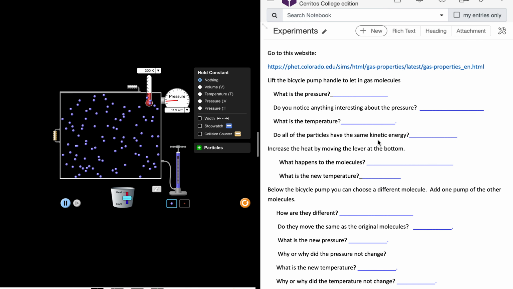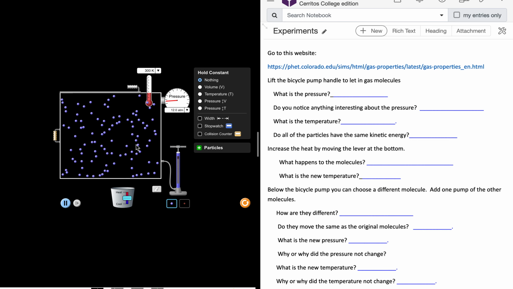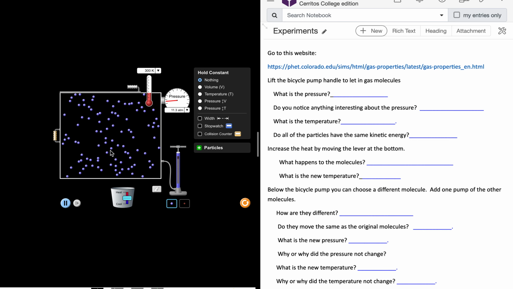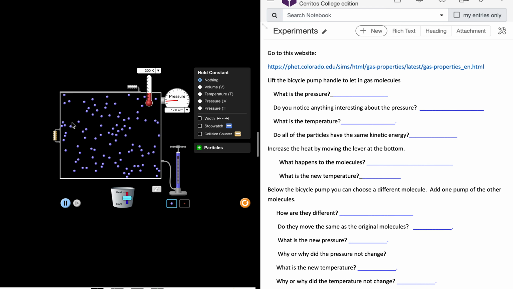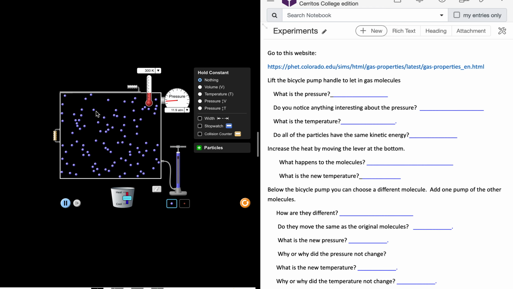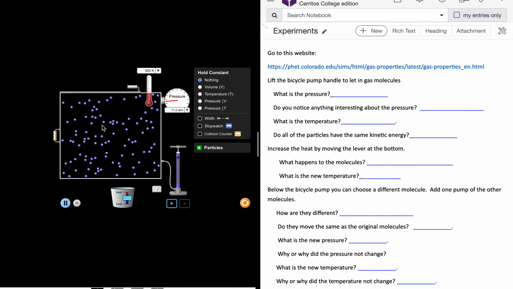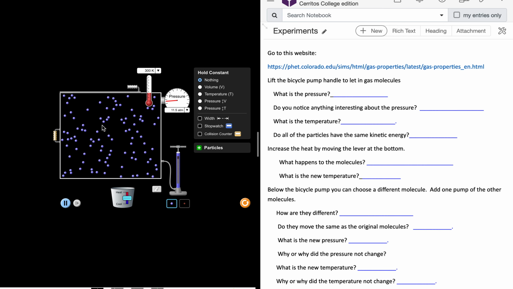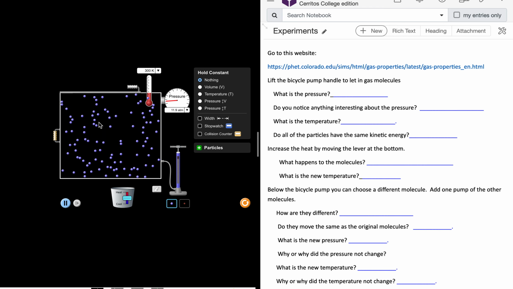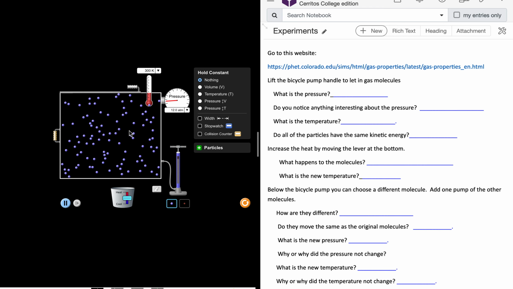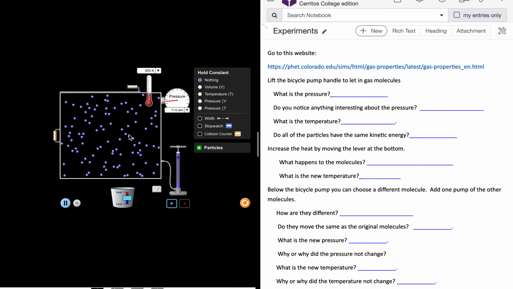Do all the particles have the same kinetic energy? Based on your observations, you see all gas molecules moving in all directions. They only change direction when they bump into the walls or interact with each other. As you see, they move at different speeds, different velocities, which means they all have different kinetic energies.